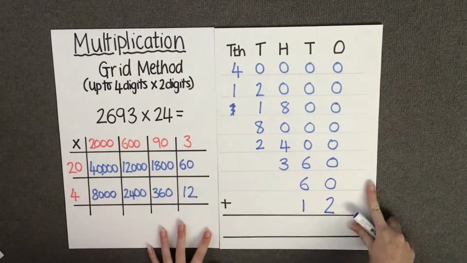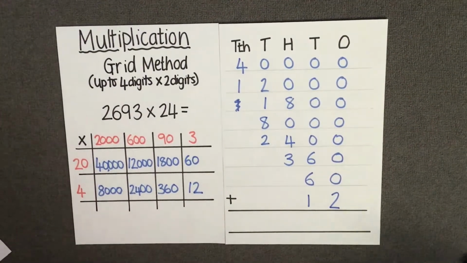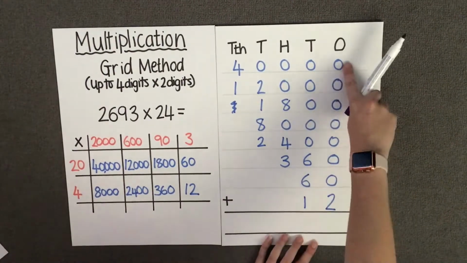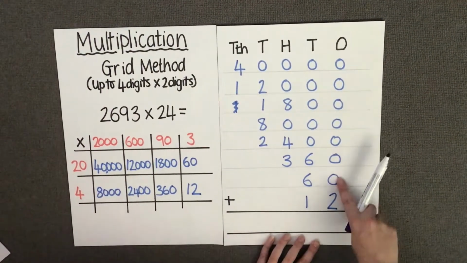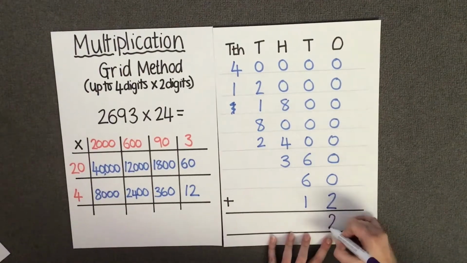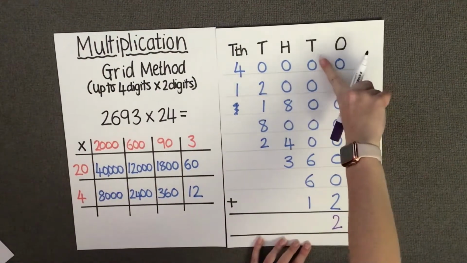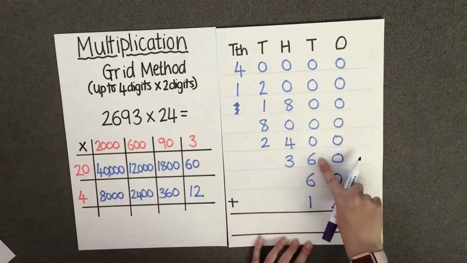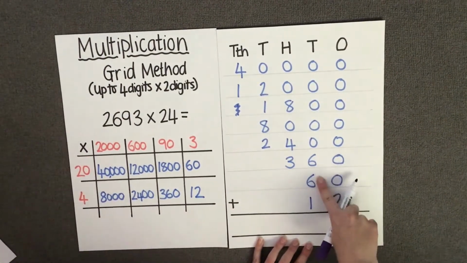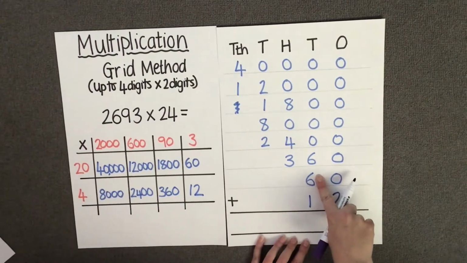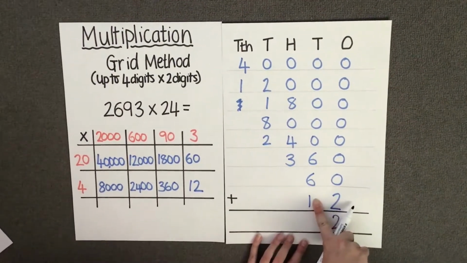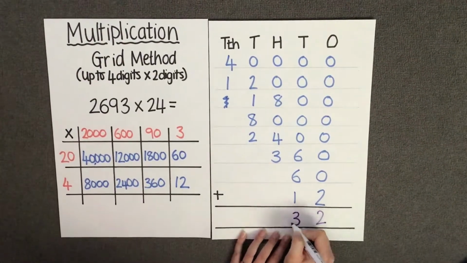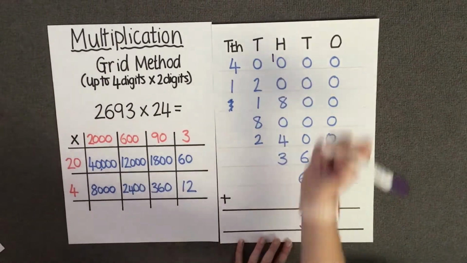The final step is to add each column up. We have lots of zeros in our ones, so we go all the way down to the bottom to our numbers. So we have 0, 0, 0, 0, 0, 0, 0, add 2, which gives us 2 ones. In our tens, we have 0 tens, add 0 tens, add 0 tens, add 0 tens, add 0 tens, add 6 tens, which is 6 tens. 6 tens, add 6 tens, which is 12 tens. And 12 tens, add 1 ten, which is 13 tens. In the number 13 tens, we have 3 tens, and we have 100, which we carry over.